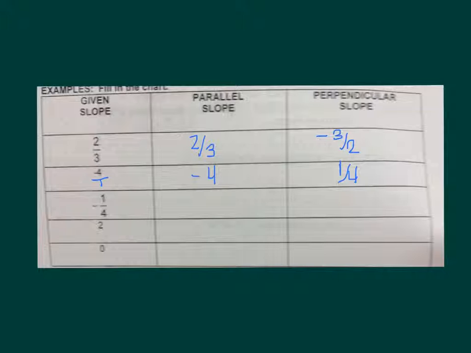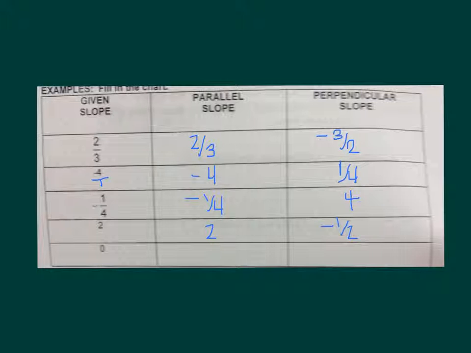For a given slope of -1/4, the parallel slope is -1/4 as well. The perpendicular slope is a +4. Parallel slope for a given slope of 2 is 2. And the perpendicular slope for a given slope of 2 is negative 1/2.